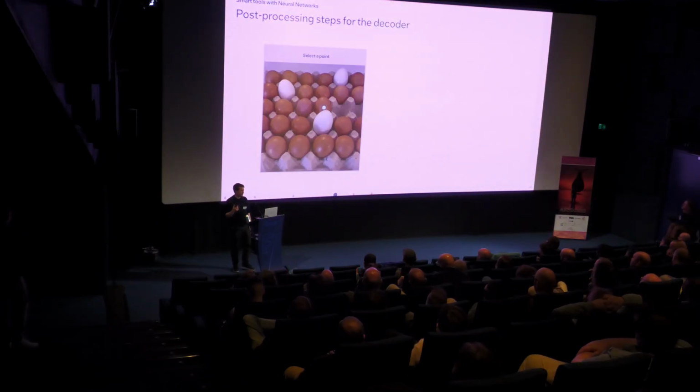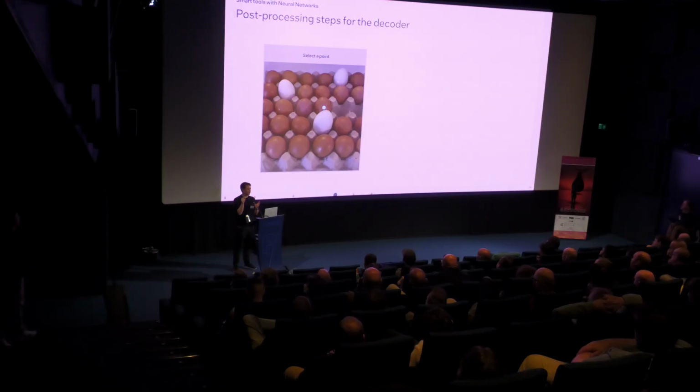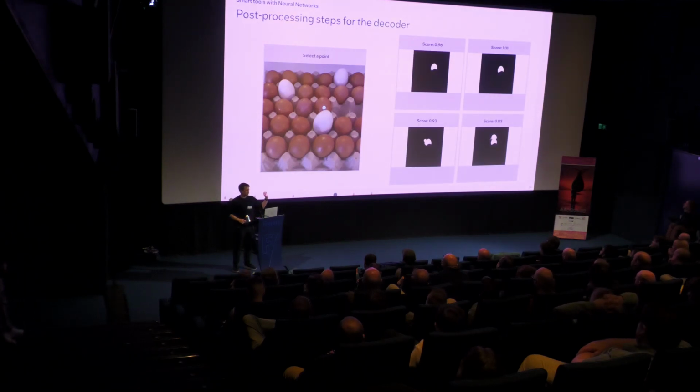When we do the post-processing for the decoder, so first, when you call the decoder, you have to provide the prompts. And basically what we provide is a point that the user clicks on, or if the user is hovering, we provide the location that the user is hovering on. So we give that point, and the model outputs 4 masks. The decoder outputs 4 masks.